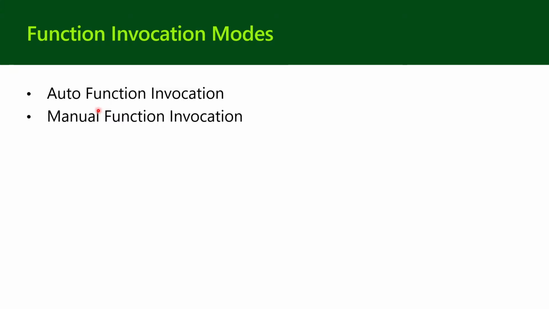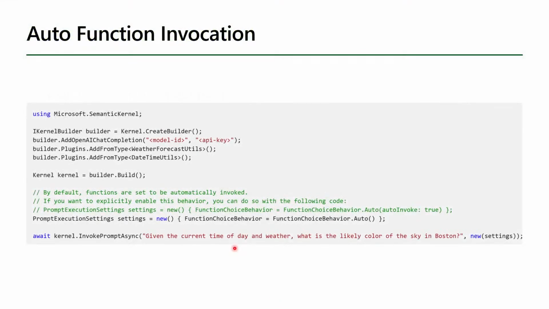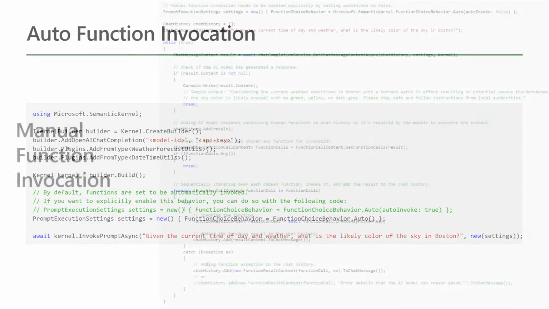Function invocation modes. There are two function invocation modes. One is auto, the other one is manual. When the AI receives prompts containing a list of functions, it may choose again from this invocation list. You can choose auto or manual. If you say it's auto, it will automatically call it, and semantic kernel or the AI model chooses which function it will call automatically.